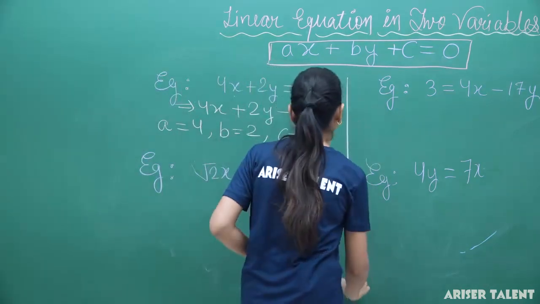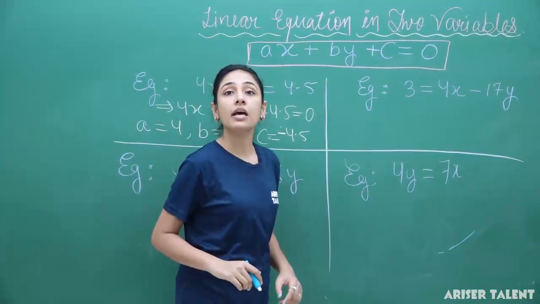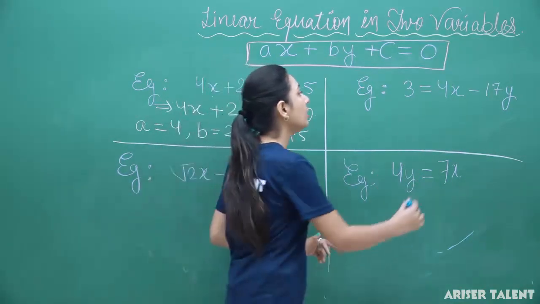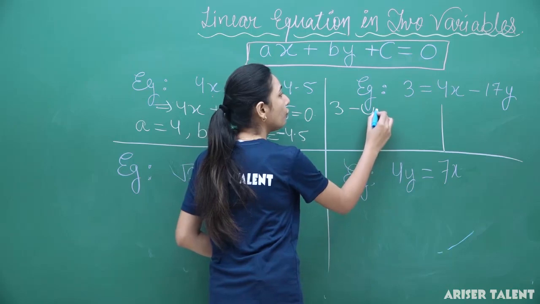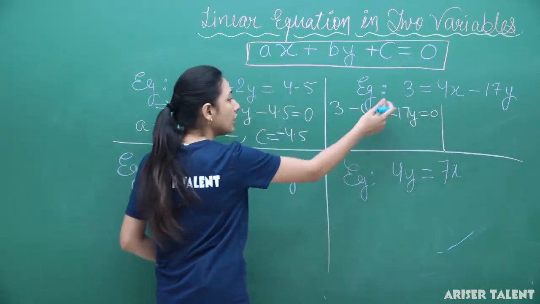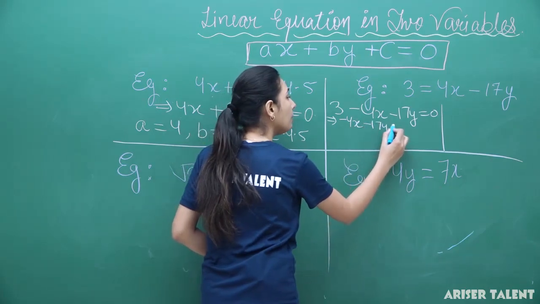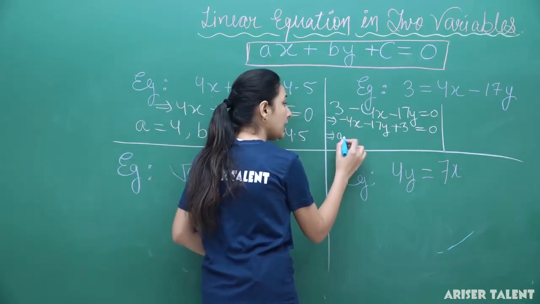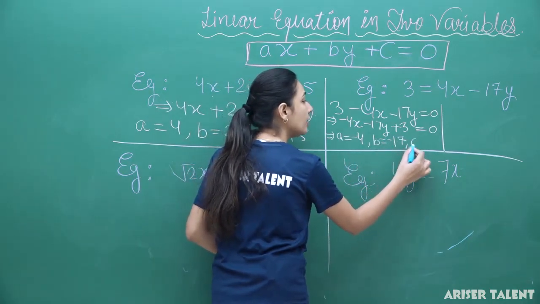Now come here. This side, 3 equals to 4x minus 17y. Okay. So now if I will change this format, that can be done in two methods, right? That can be done in two methods. Simply I can write 3 minus 4x minus 17y equals to 0. I am transposing these equations here. So that will become minus 4x minus 17y plus 3 equals to 0. In this case here, a will be equals to minus 4 here, and b equals to minus 17, right, and c will be equals to 3.